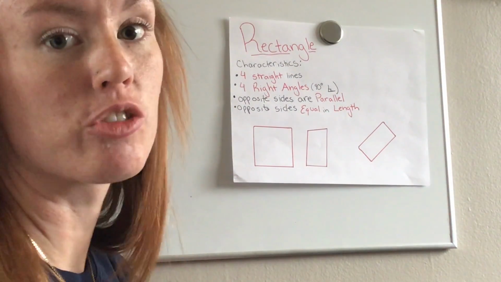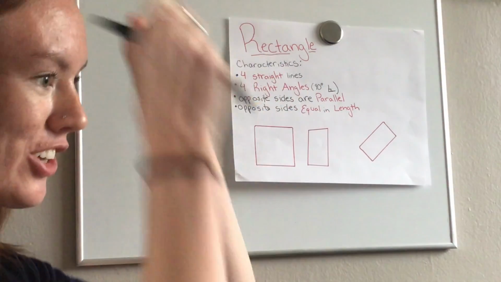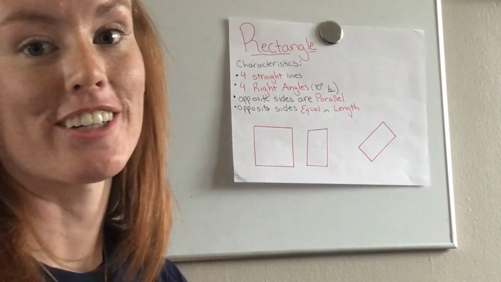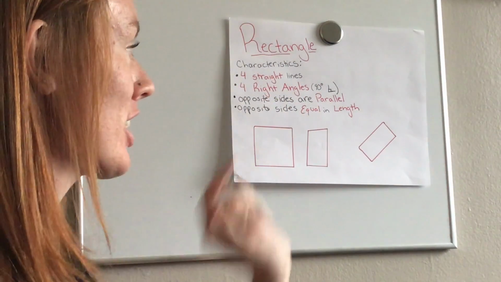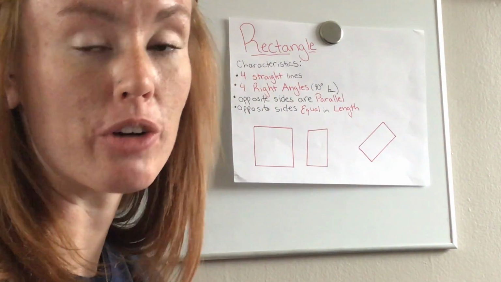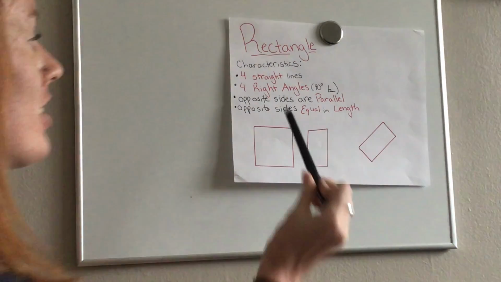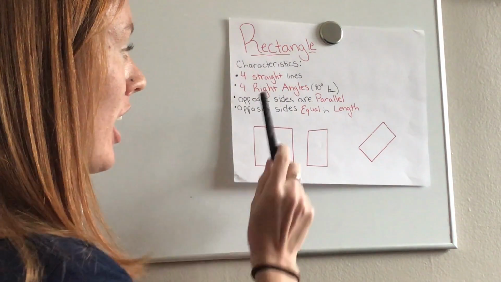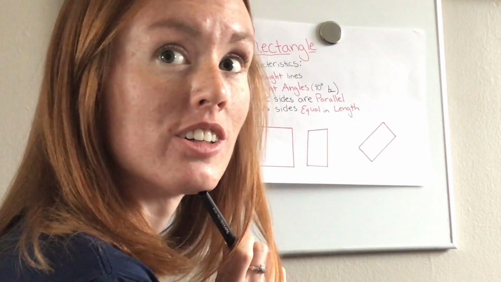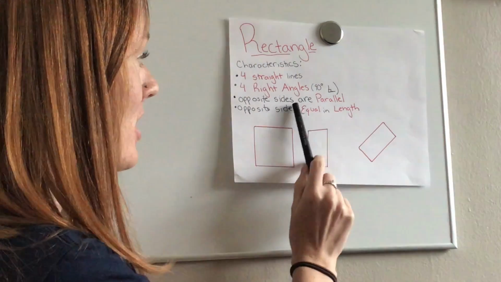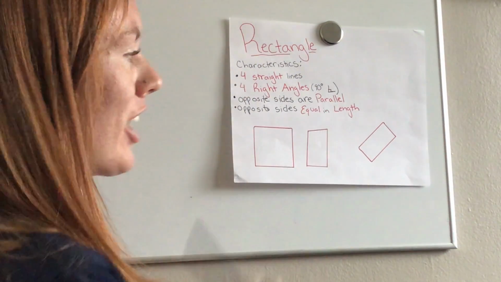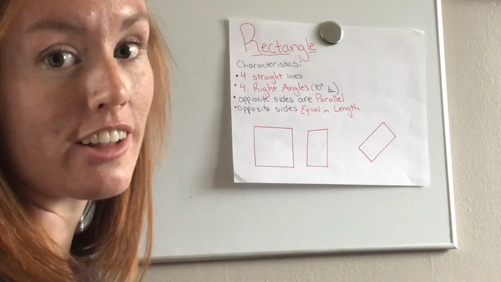Our next type of quadrilateral is a rectangle. Now we already know so much about rectangles from our volume unit. So let's think, what are the characteristics a shape has to have in order to be a rectangle? It needs to have 4 straight lines. It needs 4 right angles. Opposite sides have to be parallel, and opposite sides have to be equal in length.